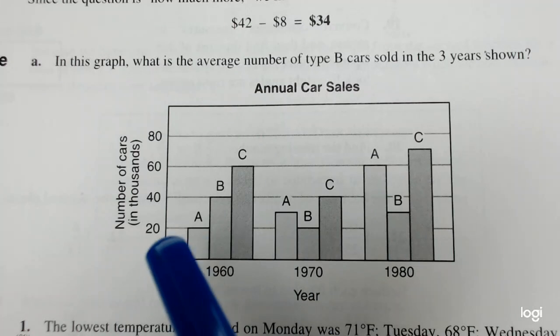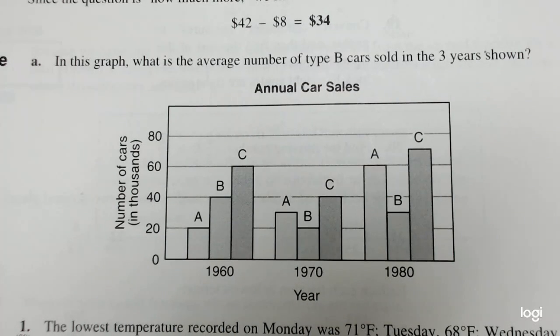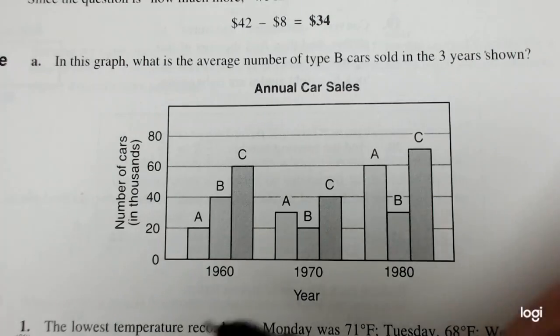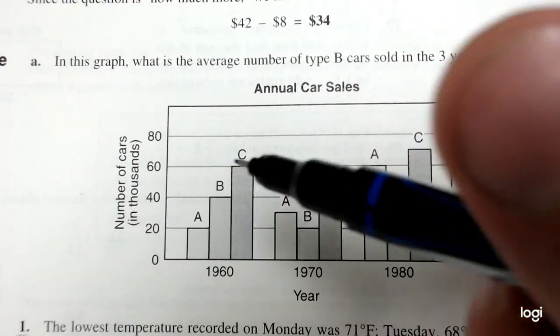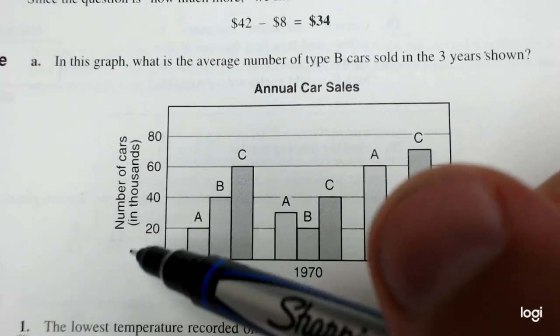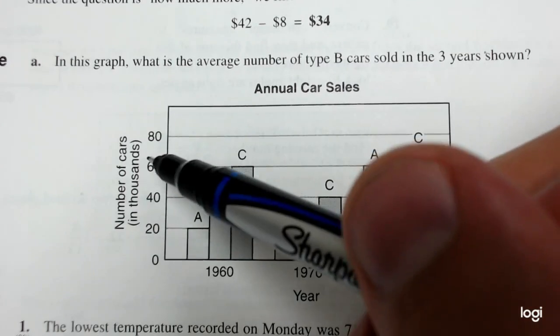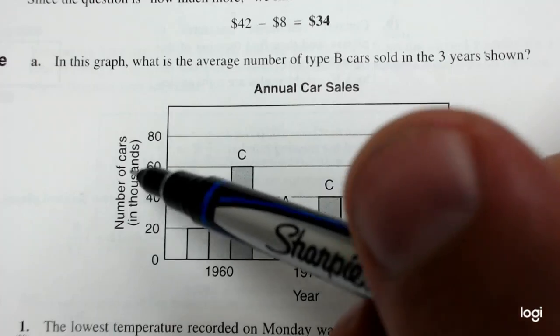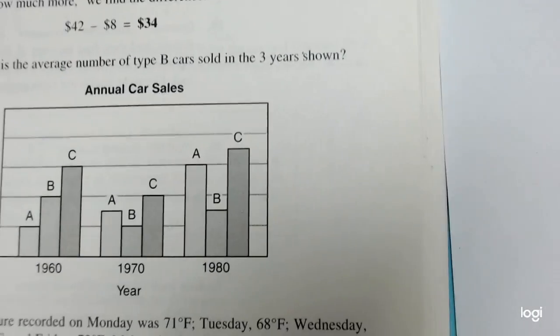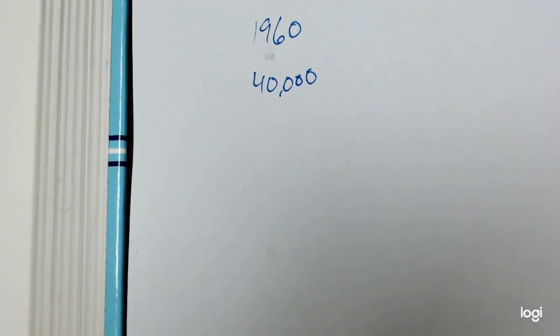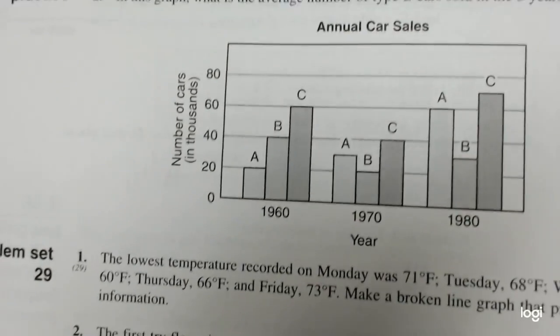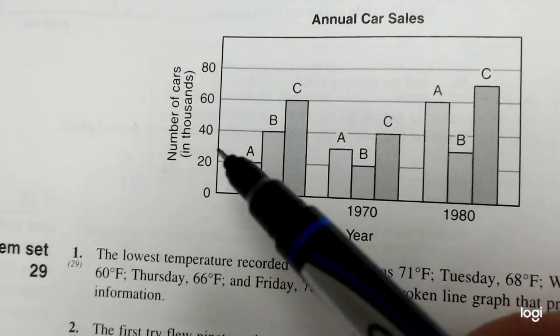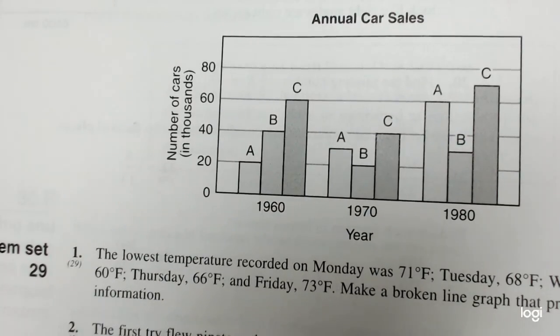So first thing I need to do is get the information off the graph from the 3 years. So in 1960, I see that this sold 40 cars. Wait, is that actually 40 cars? No, we have to look at this axis. This is number of cars in thousands. So in 1960, they actually sold 40,000 cars. So when I go to my work paper, first thing I'm going to put, I've got 1960, 40,000 cars. Now we need to find the other year for B cars. Next year is 1970. And it looks like the B cars is 20 or 20,000.